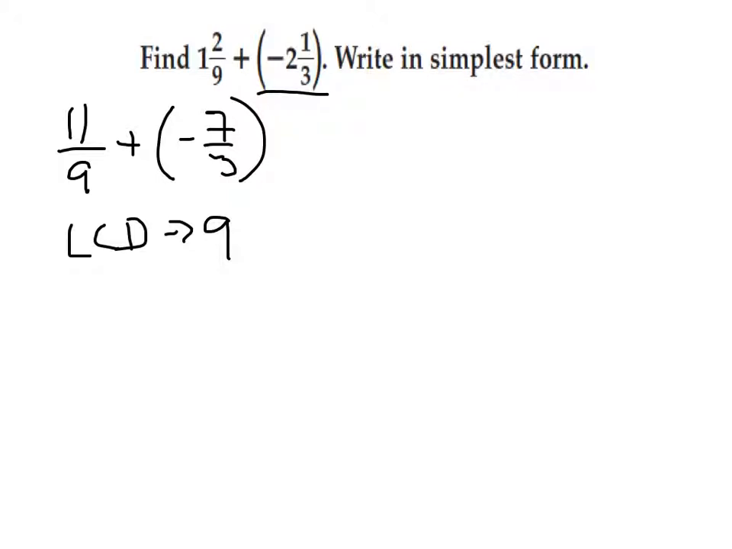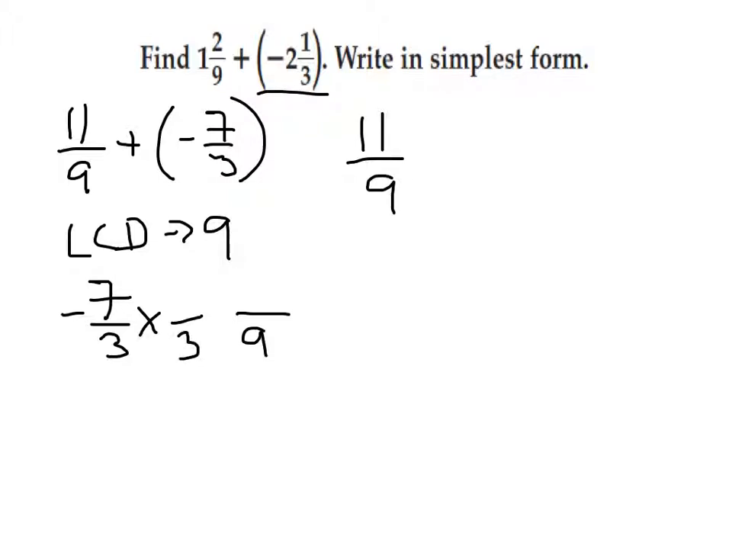Since 9 is the LCD, my first fraction can remain the same because its denominator is 9. I just need to deal with negative 7 over 3. I need to multiply it by a fraction that will give me 9. Well, 3 times what equals 9? That's 3. Whatever I do on the bottom, I do on the top. 3 times 7 is 21, remembering to bring the negative over. So now I have negative 21 over 9.